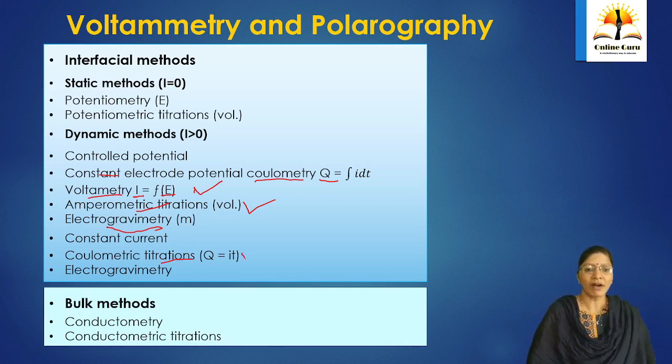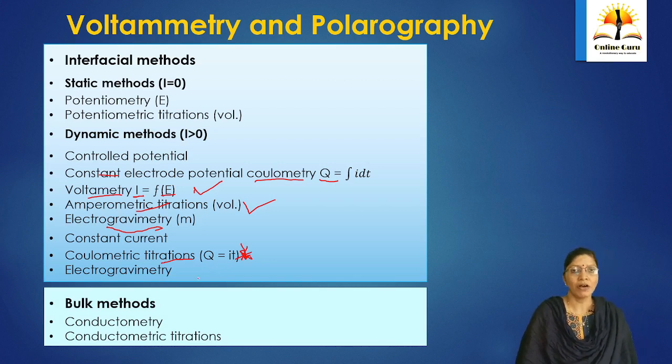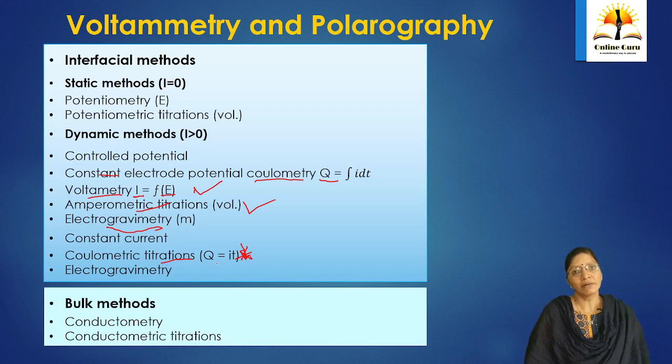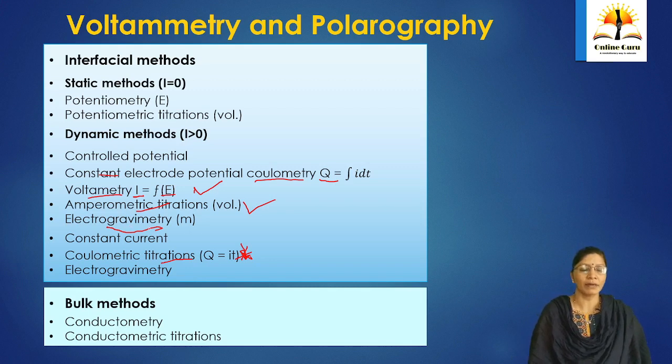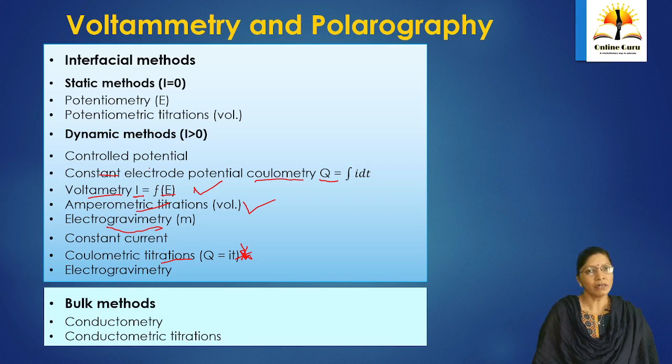We are not going to have addition of titrant, but the titrant will be generated in the electrolysis process. So it is an electroanalytical technique where a titrant is generated which stoichiometrically reacts with the analyte; that is done in coulometric titration. Okay, so we have these dynamic methods under which we are going to study polarography as our technique.